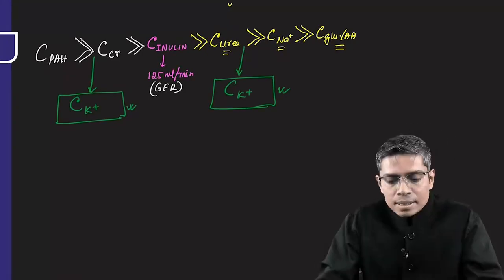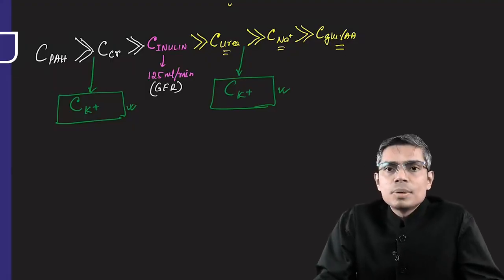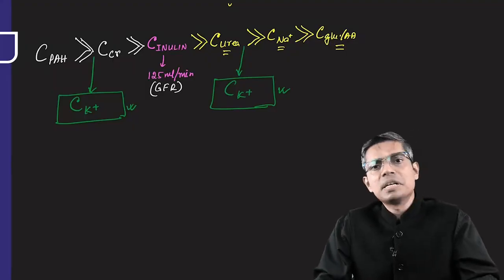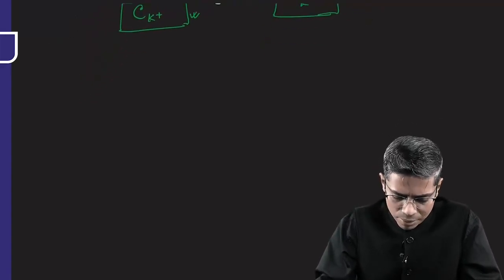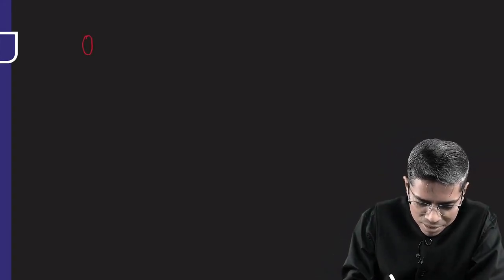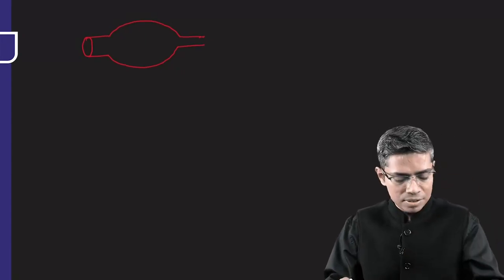Now I told you that the clearance of PAH is also important, because the clearance of PAH is much higher than any other substance. So why is that happening? We have to understand that also. To understand the clearance of PAH, again I am drawing the same schematic diagram. You must be bored by now, the same diagram again and again, but I cannot help it.